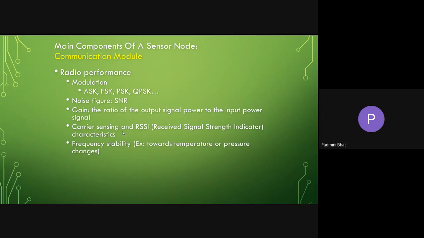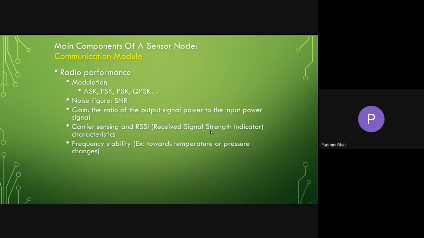Next, carrier sensing and received signal strength indicator characteristics that we need to look into. Received signal strength indicator, because we have to keep a threshold for each node, a threshold for the received signal. Received signal from where? From the sensors. Because for the main controller, it is under our control to set the power very high.